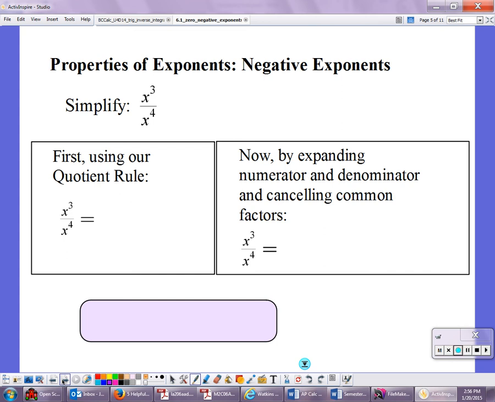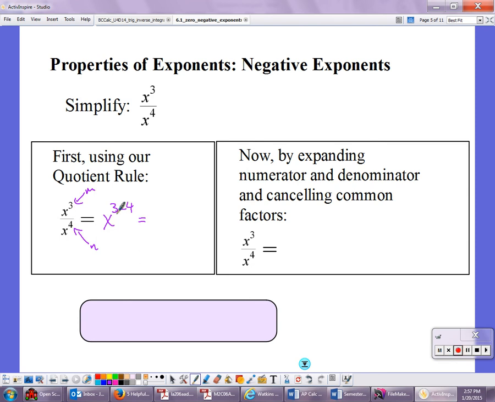Well, our quotient rule says what? It says x to the m divided by x to the n equals x to the m minus n. So this is m, this will be our n. So this should equal x to the 3 minus 4. Be careful. It's the exponent in the numerator minus the exponent in the denominator. Don't put the bigger number first. Put the numerator minus the denominator.